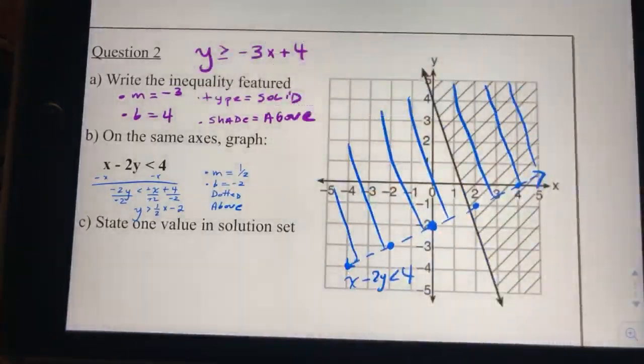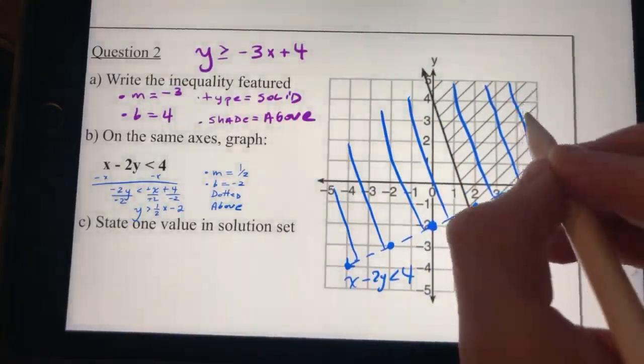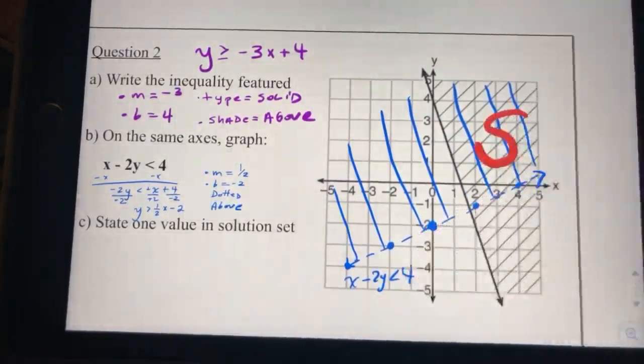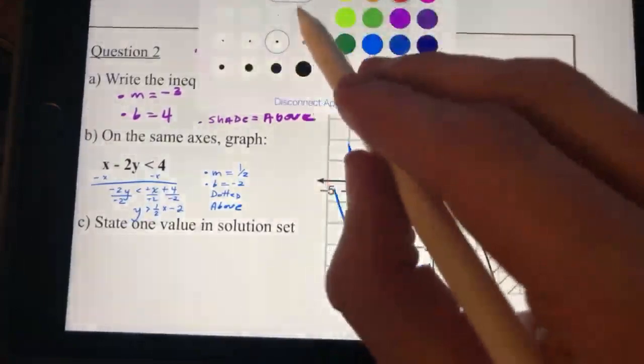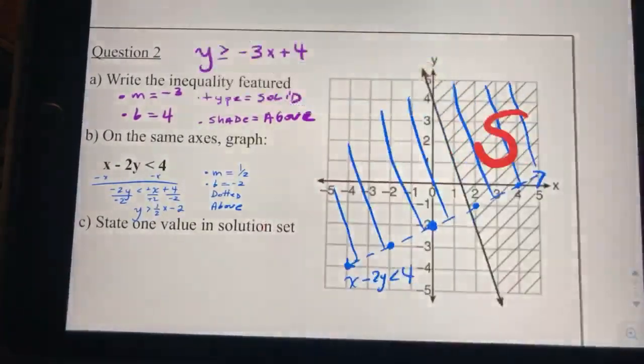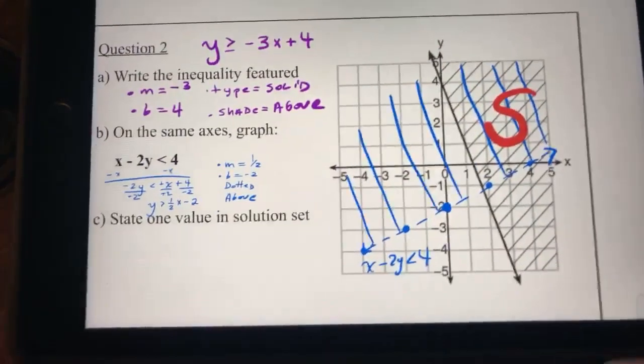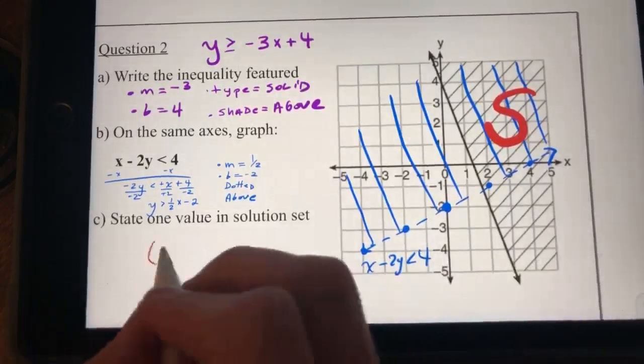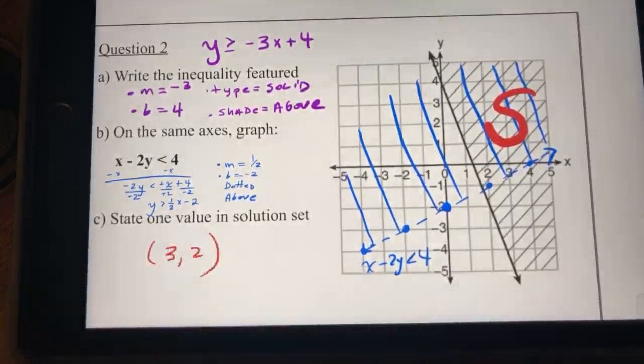Where's the solution set located? Where our shadings overlap, this little area over here. And what's 1 value in the solution set? We do have to state a coordinate that works, quote unquote. 3, 2 works. Good. Whoever said that. Remember, don't get too cute, too close to the actual intersection point.